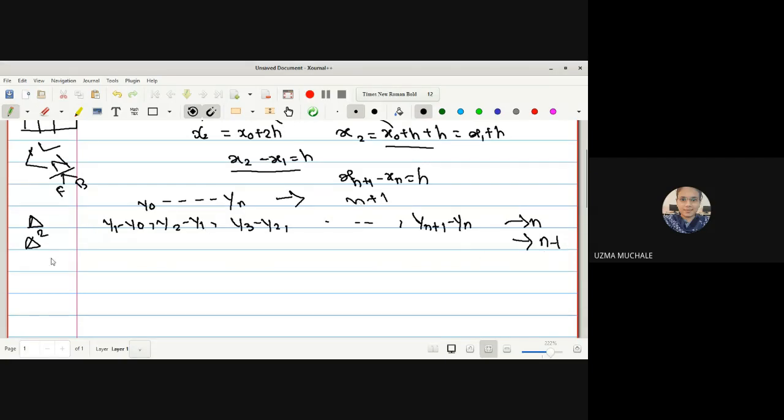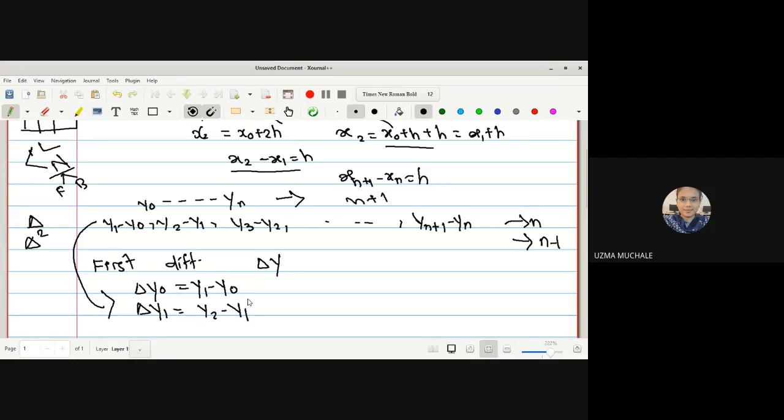Now in the first forward difference formula, the first differences are denoted by delta y, or we can write it as delta y0. That means whatever values we have here, we name delta y0 equal to y1 minus y0. Delta y1 is equal to y2 minus y1.